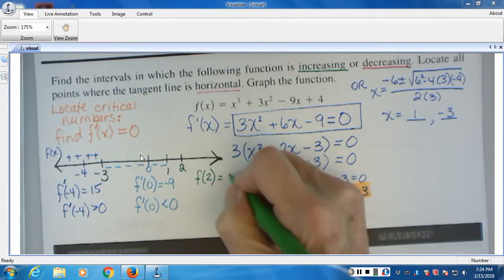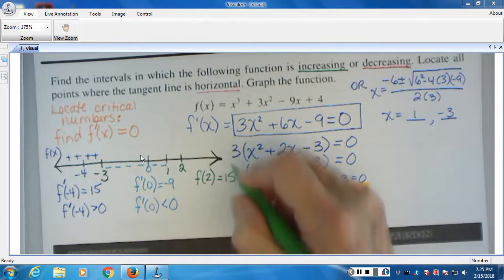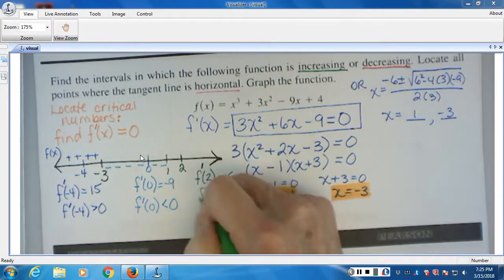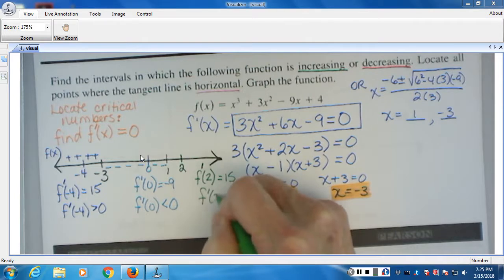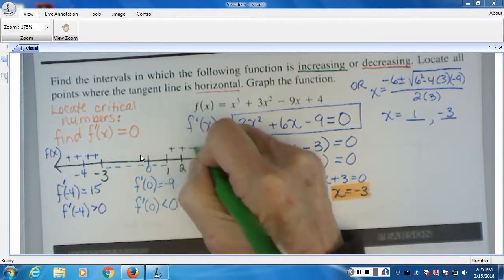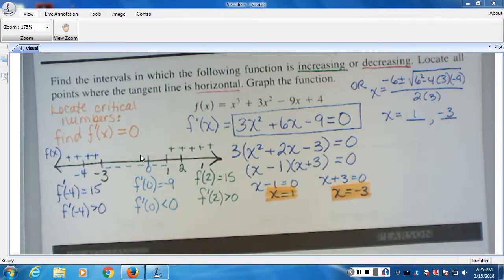It's 15. Now remember, that's the value of the derivative, not the function. So here I'm positive, positive, positive, positive, positive. Okay?